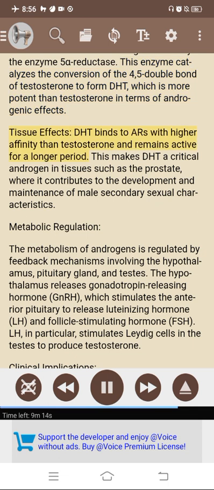Tissue effects. DHT binds to ARs with higher affinity than testosterone and remains active for a longer period. This makes DHT a critical androgen in tissues such as the prostate, where it contributes to the development and maintenance of male secondary sexual characteristics.